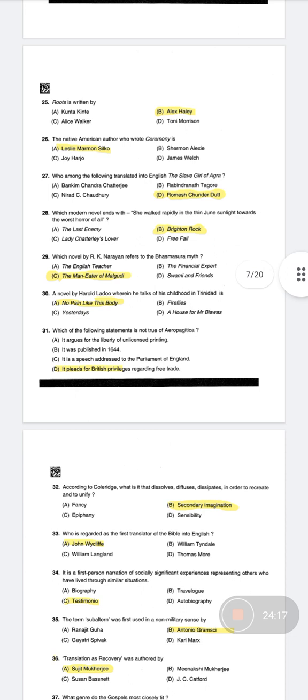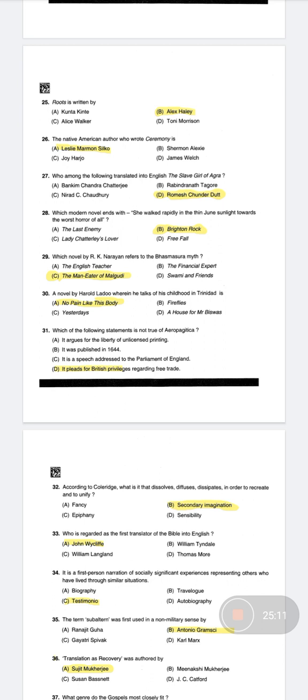Question number 28. Which modern novel ends with: She walked rapidly in the thin June sunlight toward the worst horror of all. The right answer is Brighton Rock. These types of questions always come up: which novel starts with this line, which novel ends with this line. This is a very important question that can repeat in other exams also. This is a modern novel, and its ending is very famous.